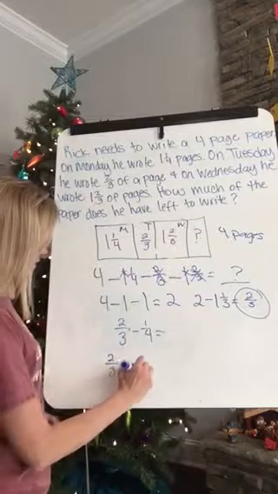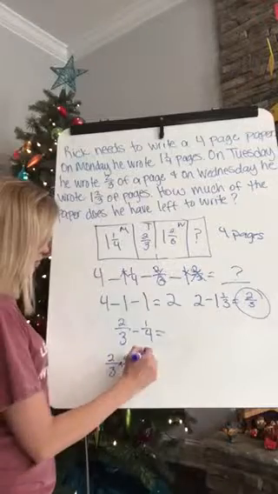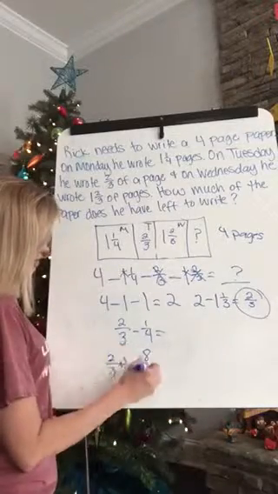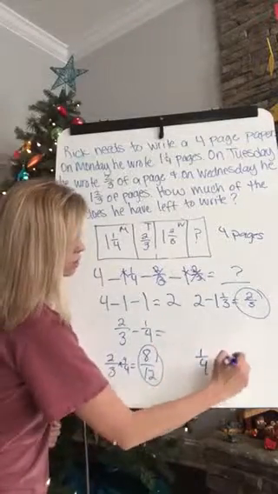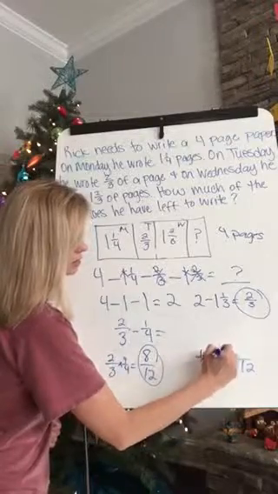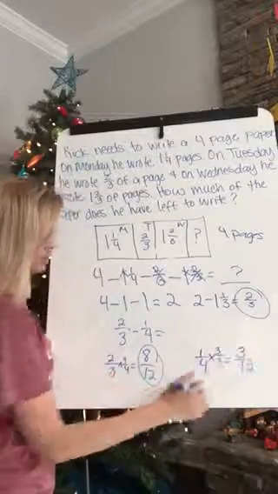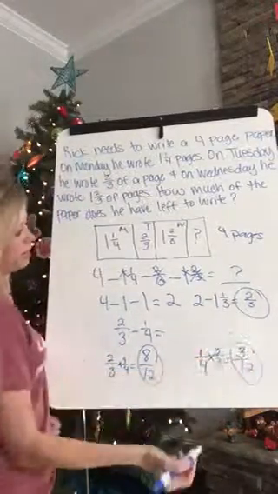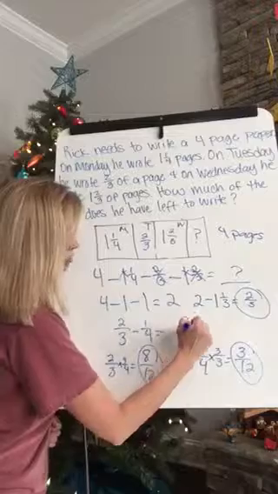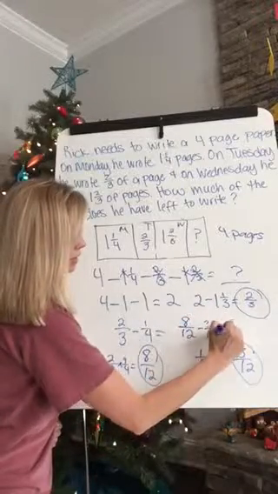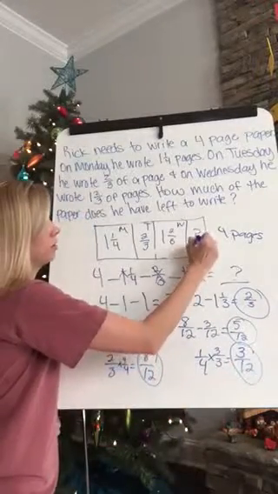So to get 2/3 to equal 12ths, we're going to say times 4/4, because 4 times 3 is 12, so 2 times 4 is 8. So 2/3 is the same thing as 8/12. Now we need to do the same thing with 1/4. So to get 1/4 to equal 12ths, we've got to say times 3/3, because 4 times 3 is 12. And 1 times 3 is 3. So now I have 8/12 and 3/12. And now I can subtract those. 8/12 minus 3/12 is 5/12. Same thing I got on my other problem.